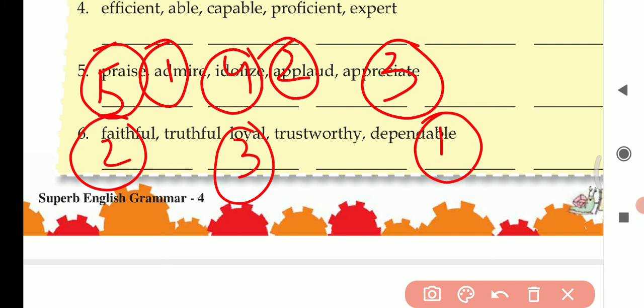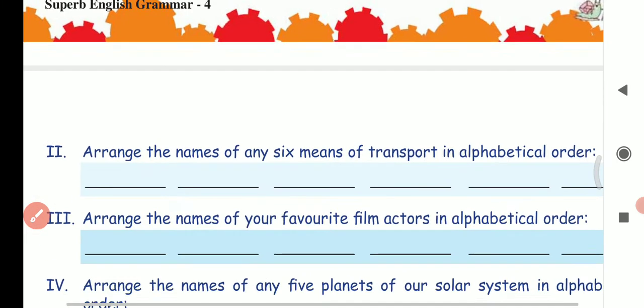Truthful, trustworthy. T, R, U is common in both the words. Then we'll move to the fourth alphabet. In truthful, T is there, and in trustworthy, S is there. So what comes first? P, Q, R, S, T. S comes first. So trustworthy will be on number 5, and at the end we have truthful. So I hope till question number 6 it is clear. Now let's move to the next question.